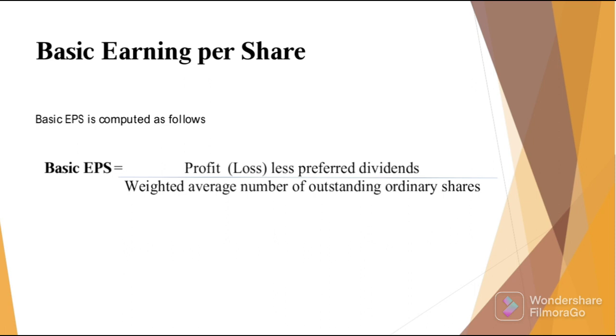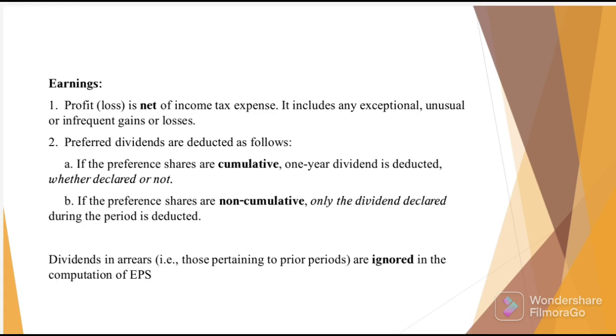Basic earnings per share is equal to profit or loss less preferred dividends over the weighted average number of outstanding ordinary shares. Ang profit or loss and preferred dividends, as you can see, are included sa earnings. Profit or loss is net of income tax expense. It includes any exceptional, unusual, or infrequent gains or losses.